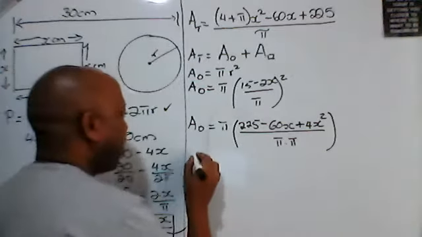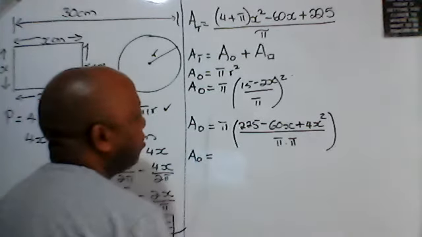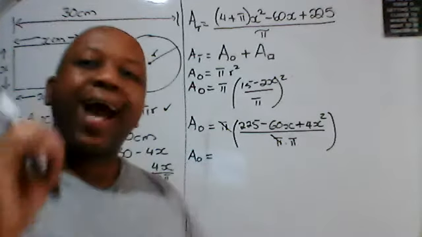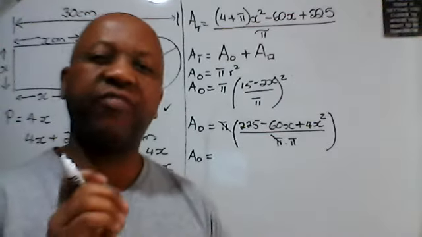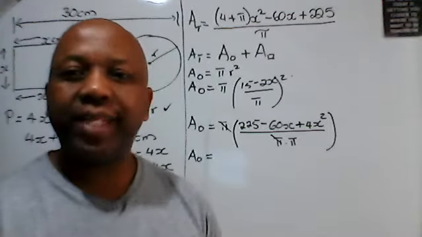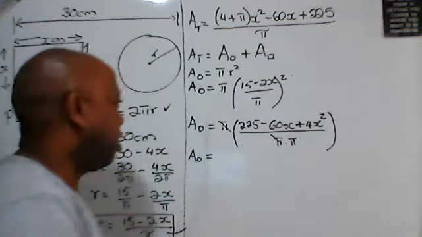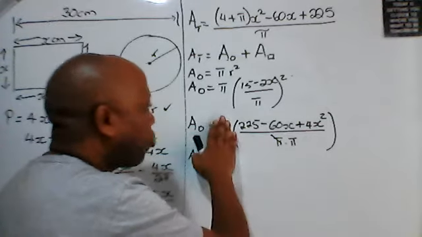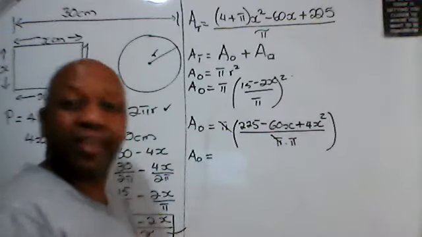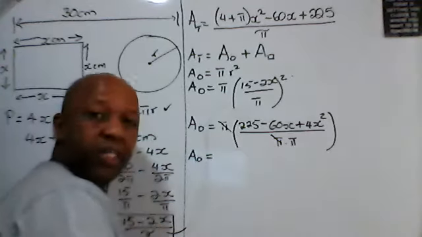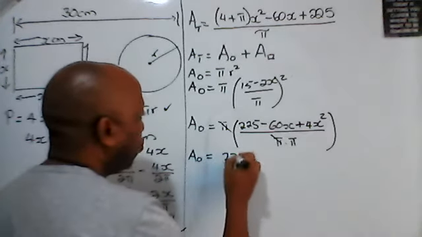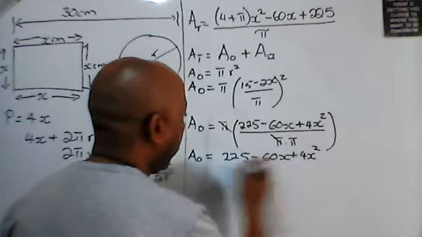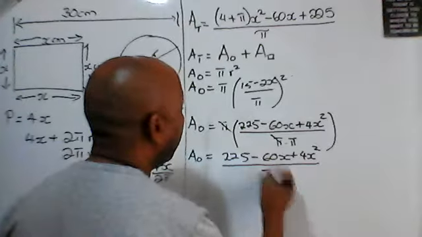Okay, right, so area of a circle becomes, remember that and that, they don't cancel, they divide to give you 1. Cancel is not maths. We don't cancel in maths. Okay, it divides to give you a 1. So that's just 1 times. That's why we just don't write it, 1 times anything is just that thing. So area of a circle is equal to 225 minus 60x plus 4x squared divided by pi.